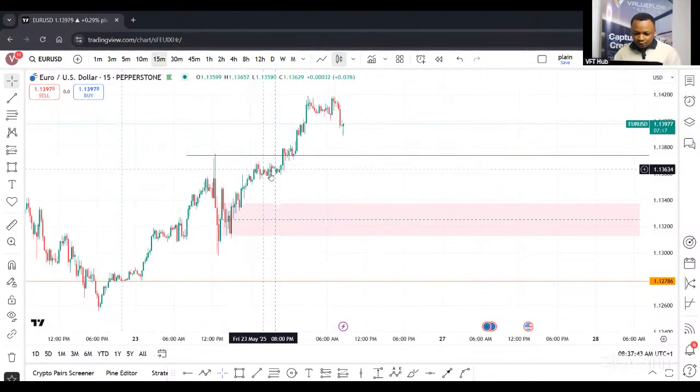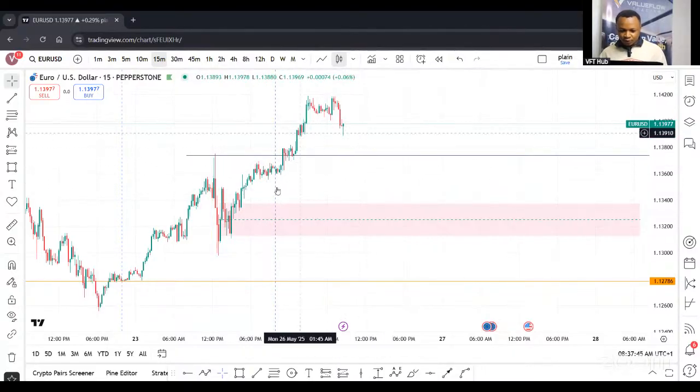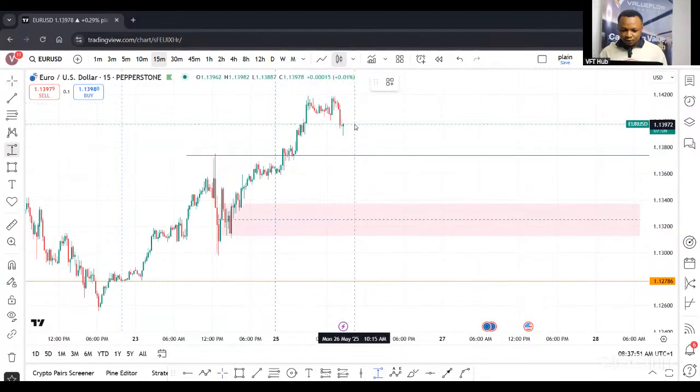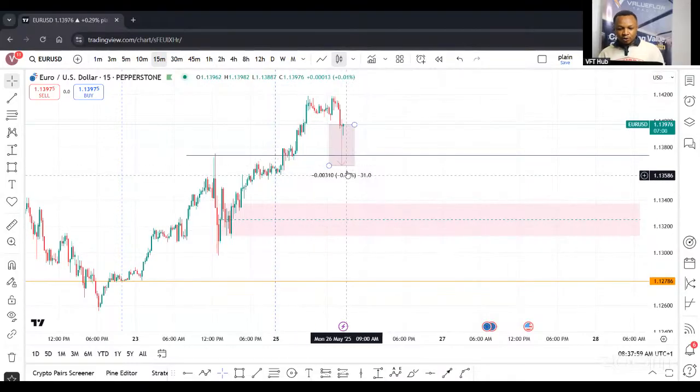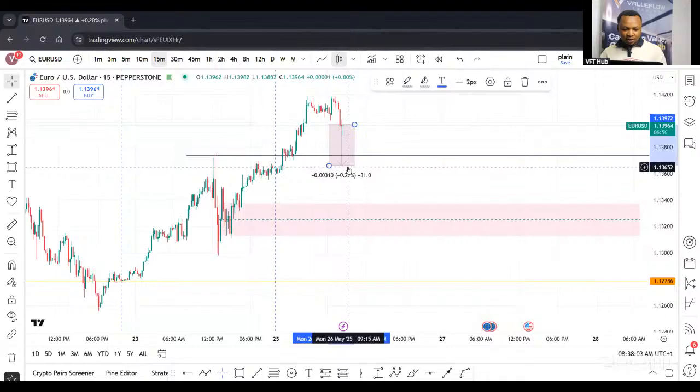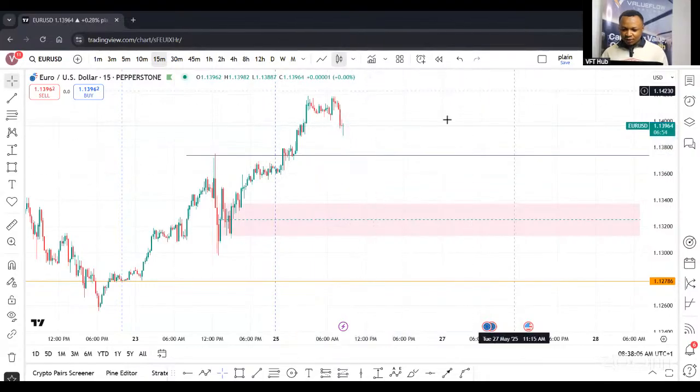So at the open of the day, somewhere around the open of today's market is where I'm expecting a Euro USD buy. So I expect Euro USD to sell into this region right here. So this is going to be about 20 to 30 pips. So we're just looking at 30 pips. If for any reason I see a good entry, of course I would want to take the trade.